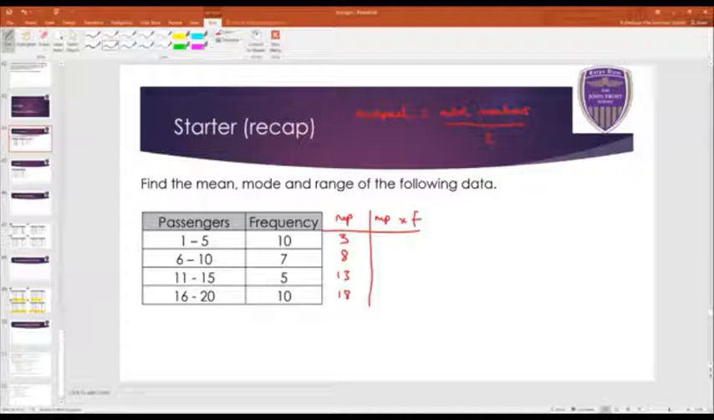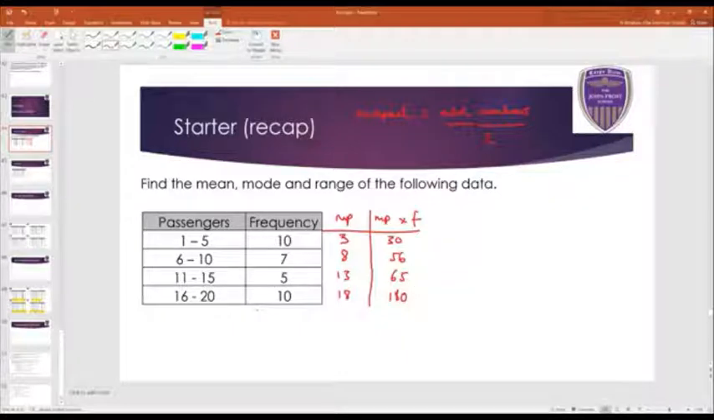Then what we should be doing is multiplying the midpoint and the frequency together. So 10 times 3 gives you 30. Then 7 times 8 is 56. 5 times 13 is 65. And then 10 times 18 is 180. Hopefully you did that.